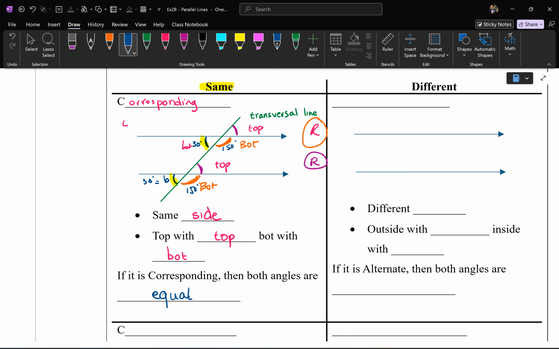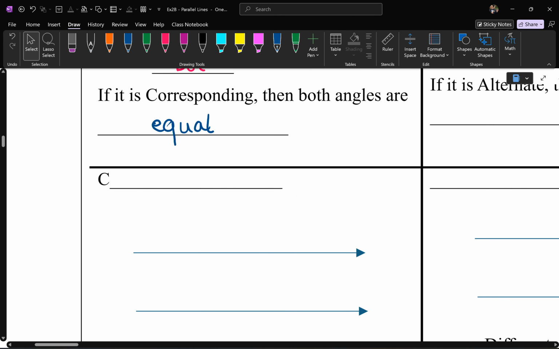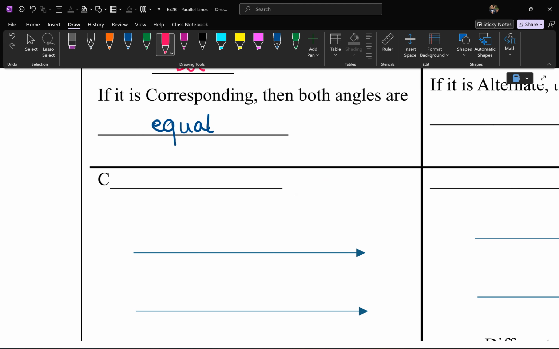So why did I put it under the same column? It's because both angles have to be on the same side. So that's the first question you're always going to ask. You're going to ask, are the two angles that you're looking at on the same side? Once they are, then you have only two options. It's either corresponding or the other one, which also starts with C as well because they have the same letter. So corresponding, and what's the other one? Co-interior. So there's only two types. So when you ask the first question, are the two angles on the same side of the transversal line? It narrows it down from 4 to 2 options.